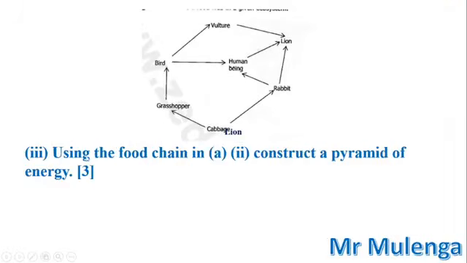We now come to our question 3. Our question 3 reads, using the food chain in A2, construct a pyramid of energy. Remember, in A2 above, we came up with the food chain, and it consists of cabbage, rabbit, and the lion. So we need to come up with a pyramid of energy. This pyramid of energy will start with the producer, then go to the primary consumer, then lastly we go to the tertiary consumer, where we have the lion. We picked a lion, so a lion falls under a tertiary consumer.